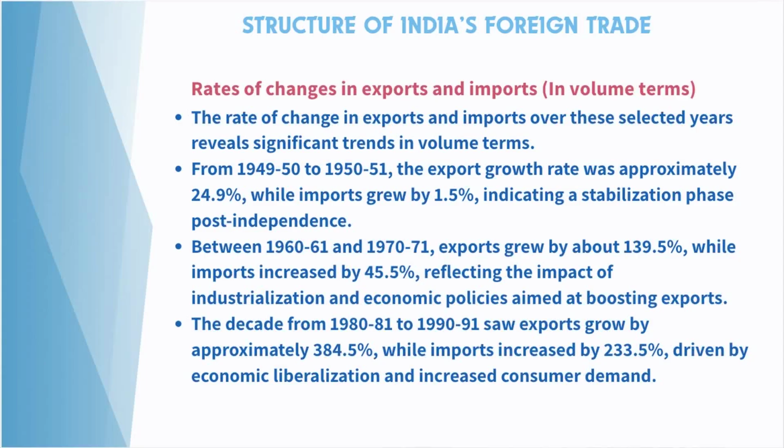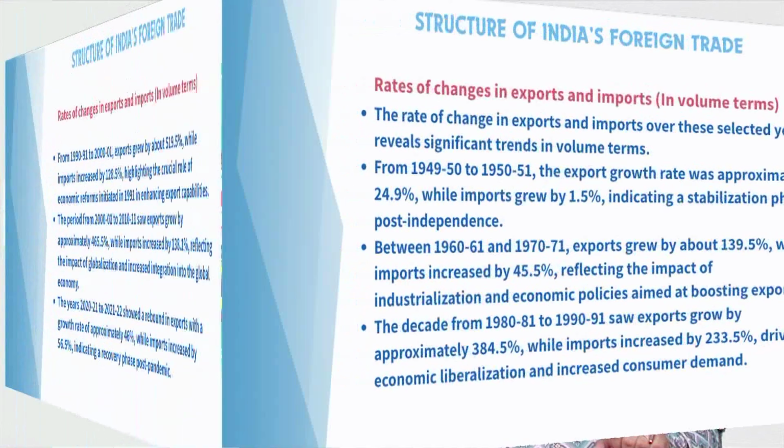Between 1960-61 and 1970-71, exports grew by about 139.5%, while imports increased by 45.5%, reflecting the impact of industrialization and economic policies aimed at boosting exports. The decade from 1980-81 to 1990-91 saw exports grow by approximately 384.5%, while imports increased by 233.5%, driven by economic liberalization and increased consumer demand.